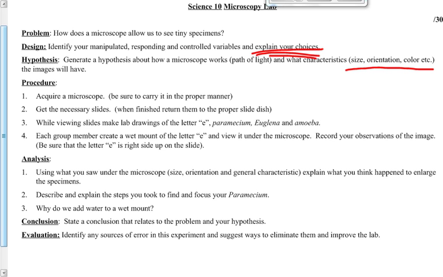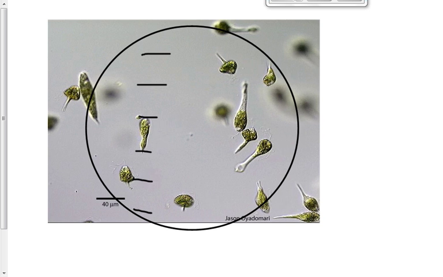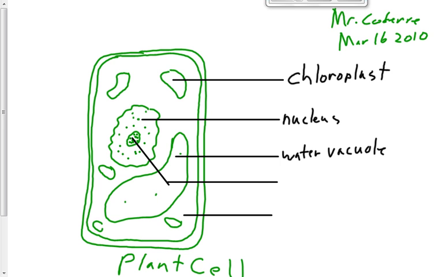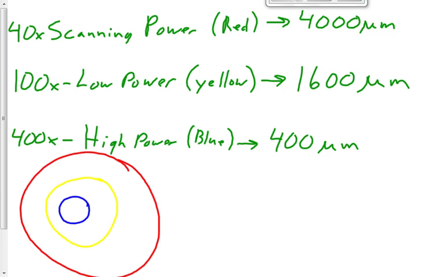Then you're going to make the wet mount of the letter E. So making a wet mount. Hey, I drew that. That wasn't bad. I must have taken my time on that one. Sorry to give you that.